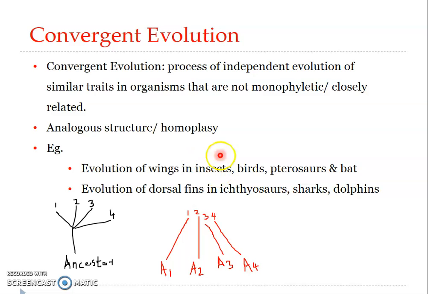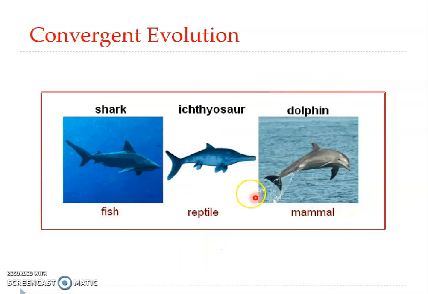They all have one thing in common, and that is their volant life, or aerial life, or flying adaptation. As a part of the flying adaptation, they have developed wings, but the wings are not homologous in nature. Another example is that of the dorsal fins in the case of ichthyosaurs, sharks, and dolphins.